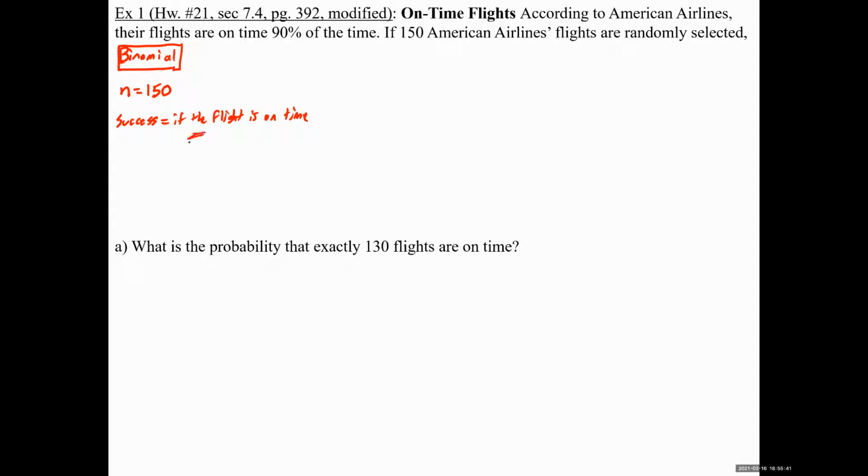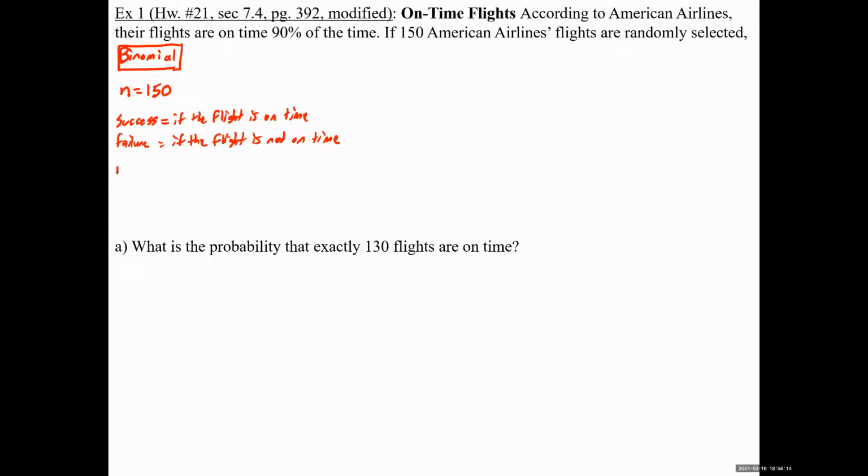Okay, the word "the" means one, so I don't need to write any more about one. But it'd be nice to emphasize that's for any single flight. Any flight you select, if it's on time, it's a success. If it's not, it's a failure. So failure. Because it sounds a little confusing, what do you mean the? We're selecting 150 flights. Every single flight, if that flight is on time. And the failure is if the flight is not on time.